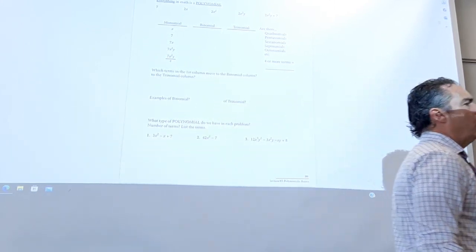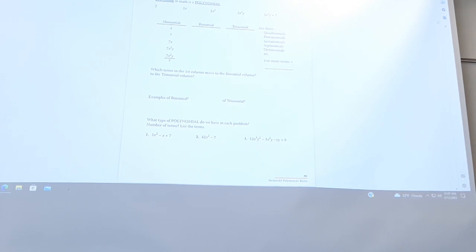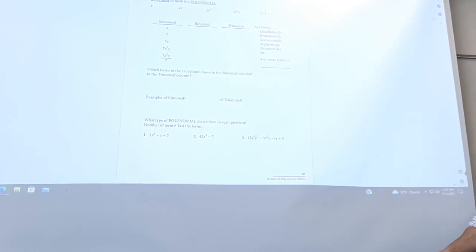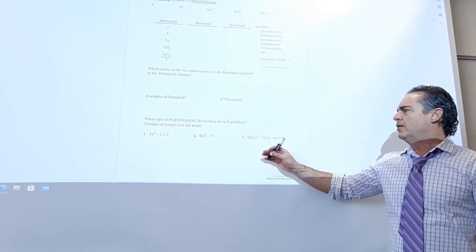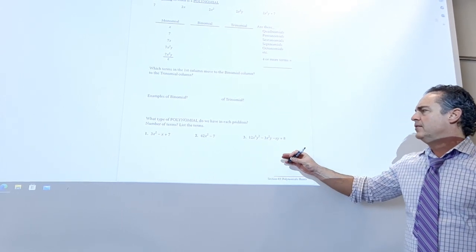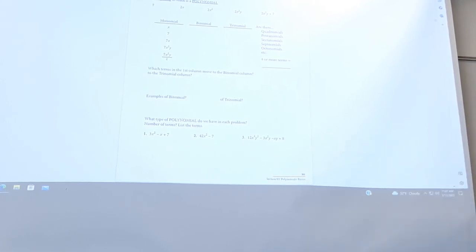Okay, our final one. What type of polynomial is number 3? It's just a polynomial. How many terms are in it? 4 terms. What are the terms? 12x to the 4th y squared, negative 3x squared y, negative xy, and 8. You guys good? Wrap that up. Go to the next page. Okay?